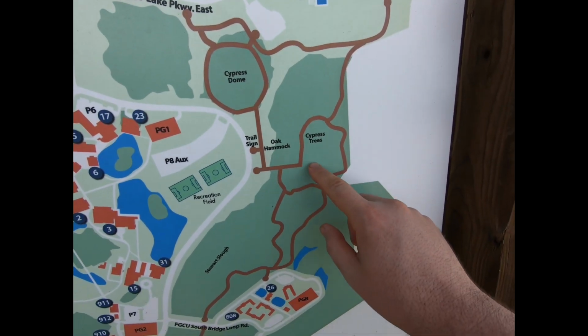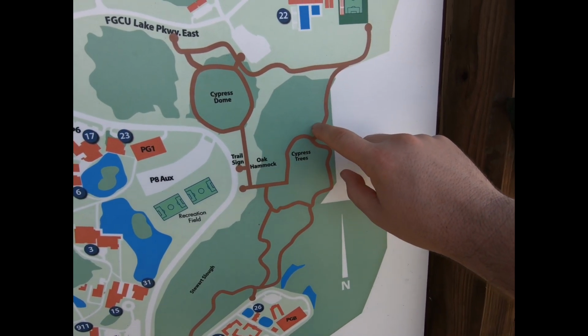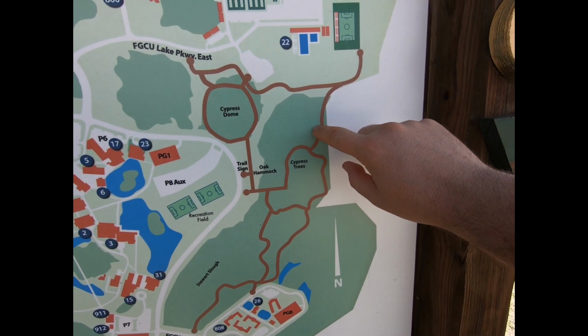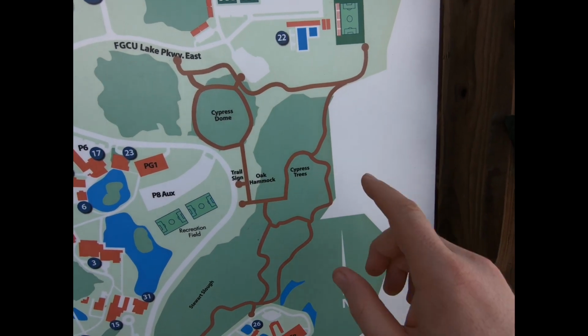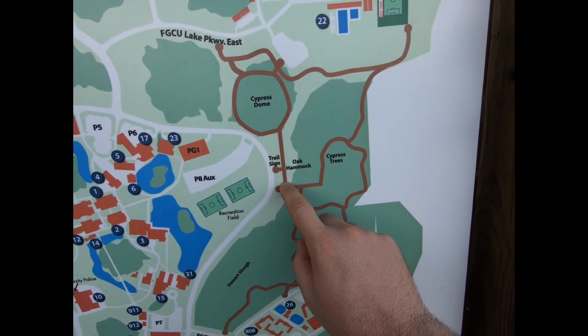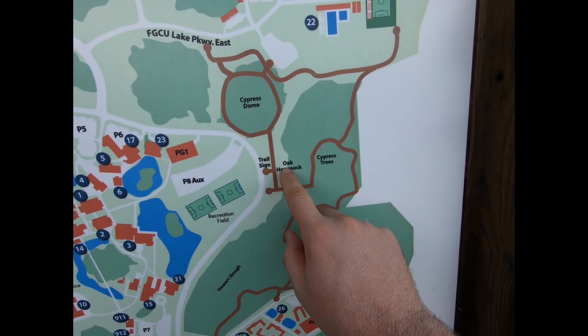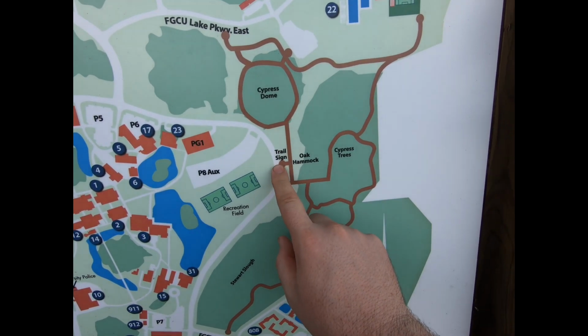Again, I had mentioned that there was another trail that will actually take you up to North Lake, so this continues on behind the Cypress Dome. It will actually take you up to some of our sports fields. So we were in here, we walked back out, we walked right here, and then this was the oak hammock area where the outdoor classroom was, and this is where we are right here.